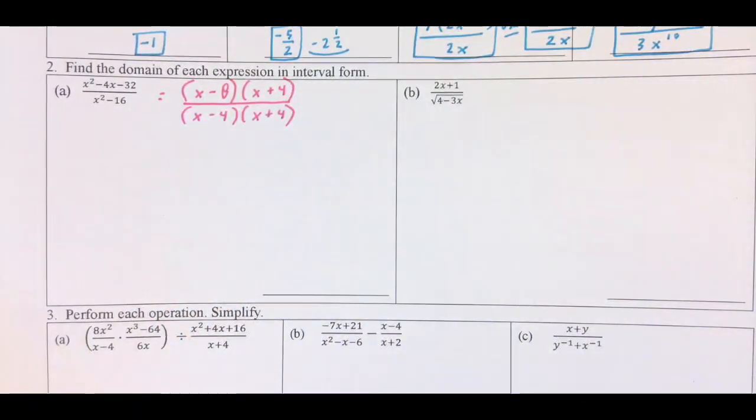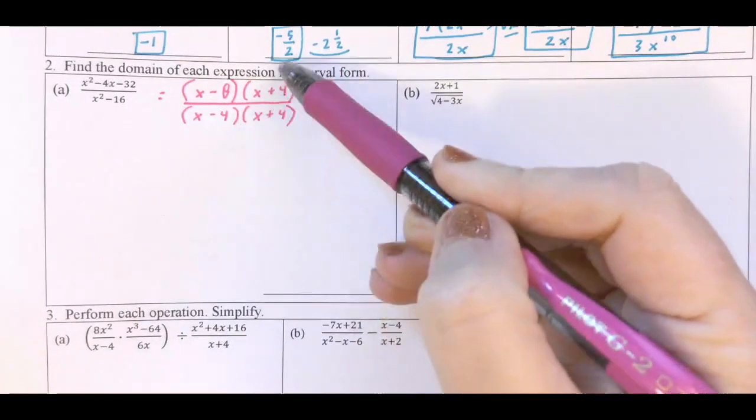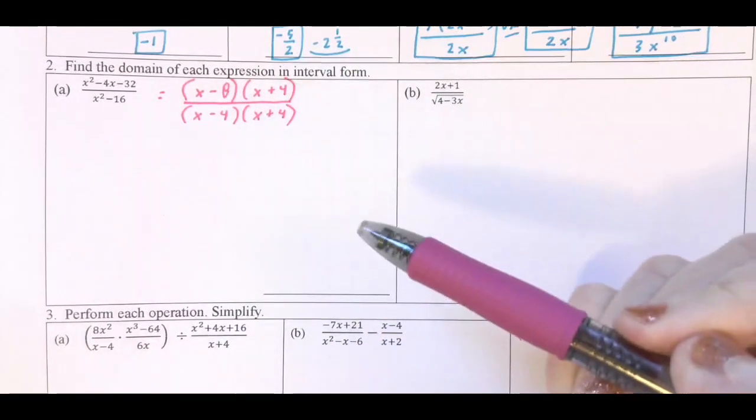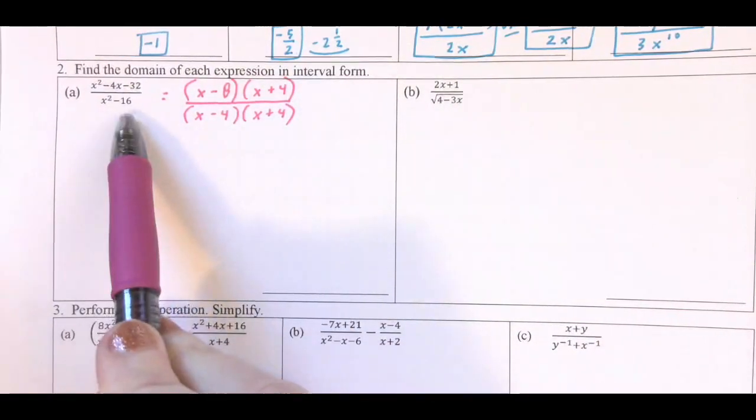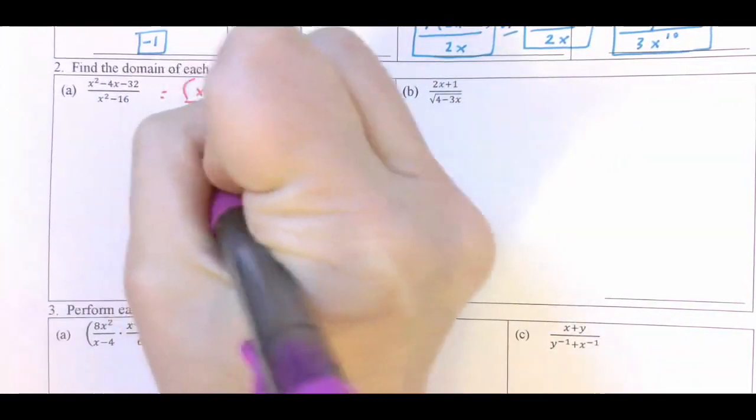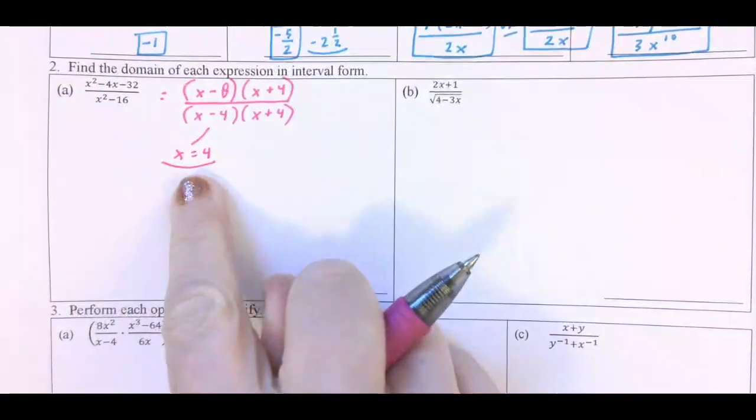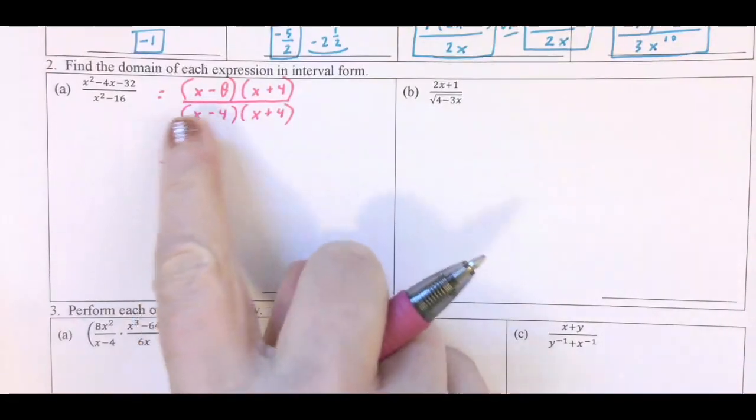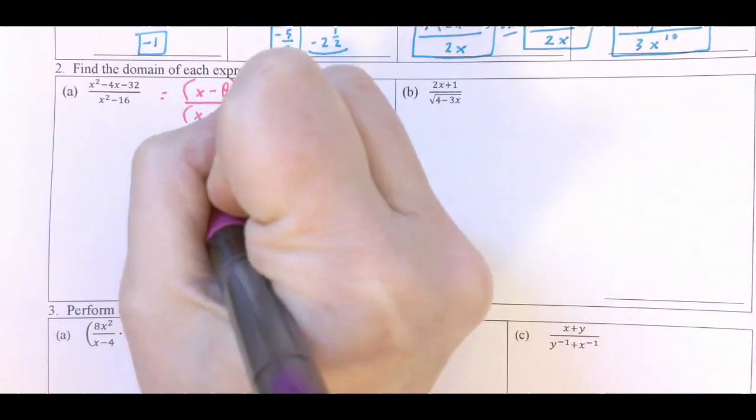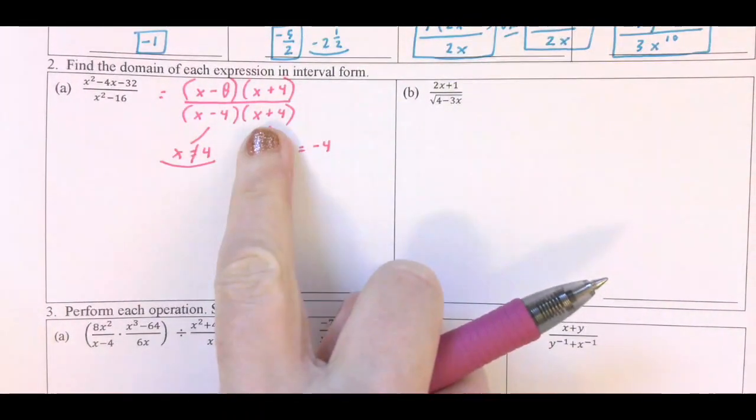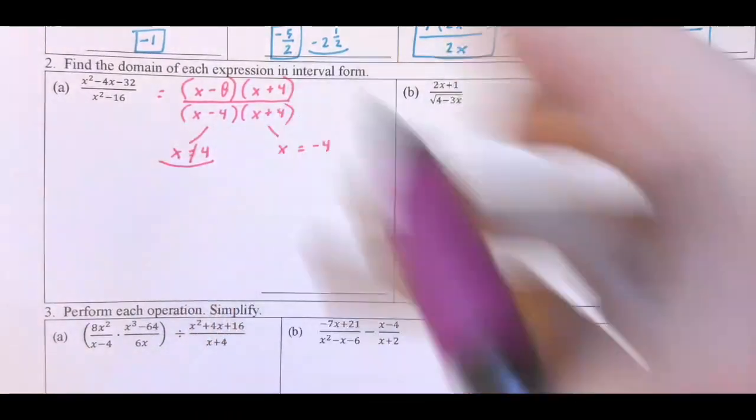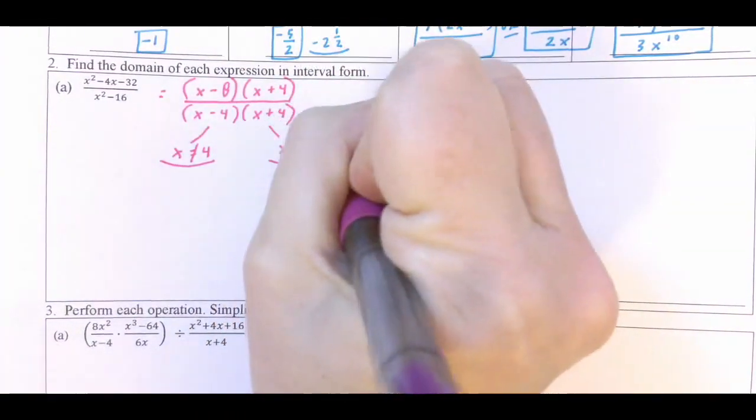So even though when I factor it, I can see that these would cancel away, my domain restriction comes from how the problem started. And I know that here, when x is 4, that would make this part 0, which would make the whole bottom 0. So really it cannot be 4. And then same thing over here. If x is -4, that would make this part 0, which would make the whole thing 0. So it can't be -4 as well.